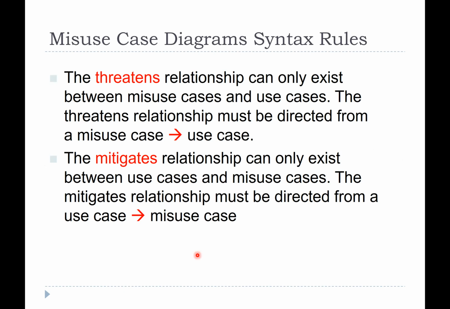Meanwhile, the mitigates relationship can only exist between a use case and a misuse case, and it can only be directed from a use case to a misuse case. All right. So I think that's definitely pretty clear.